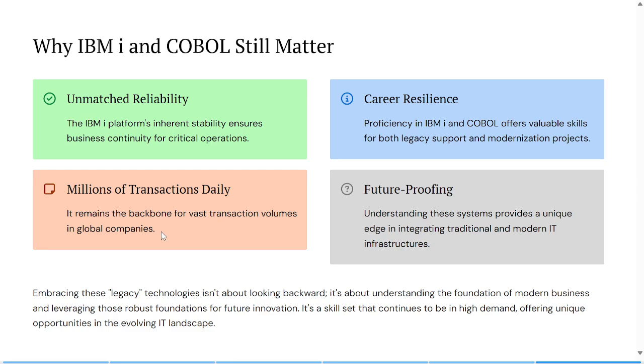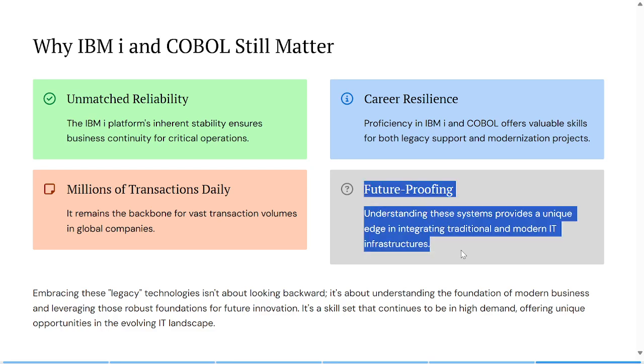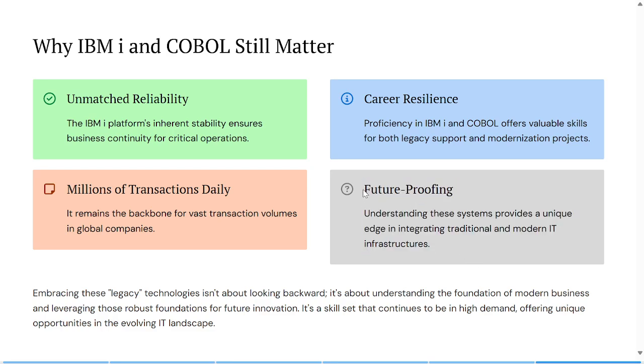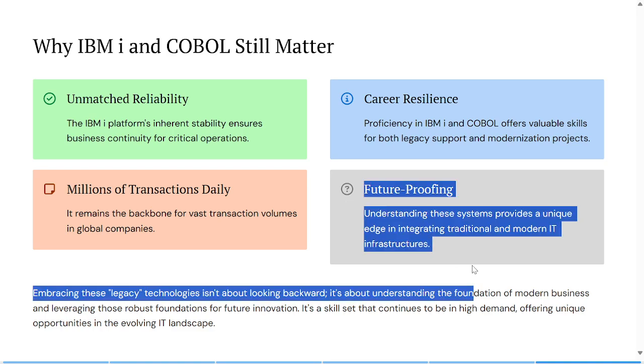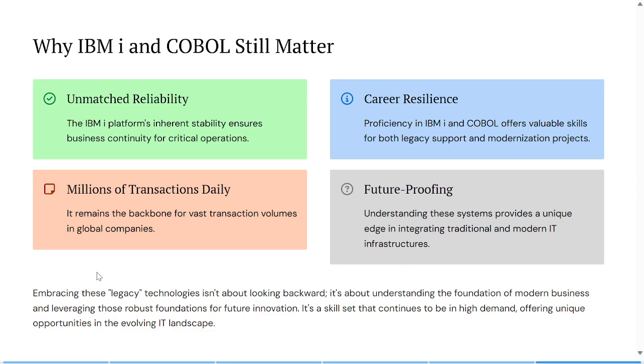All thanks to IBM, who continuously update the features and functionality, and cross functionality. Fourth, future proofing. Understanding the system provides a unique edge of integrating traditional and modern IT, because Java, Node.js, and all the modern APIs and tech can work efficiently and seamlessly between the old servers and the modern UI.